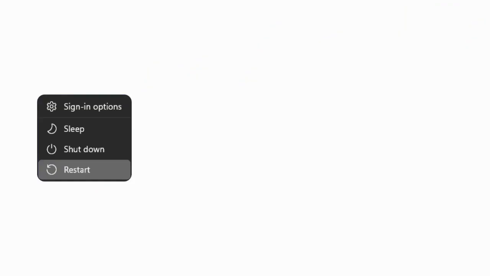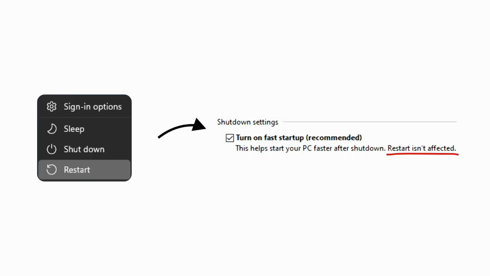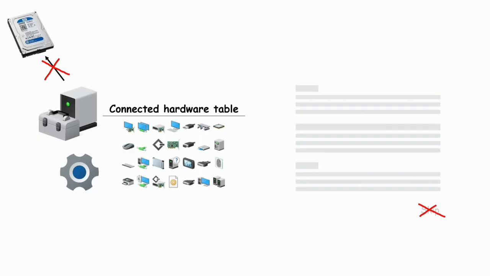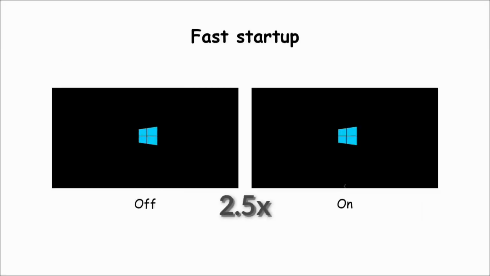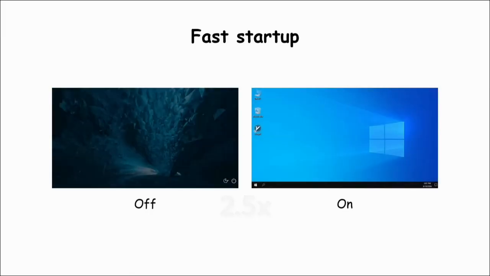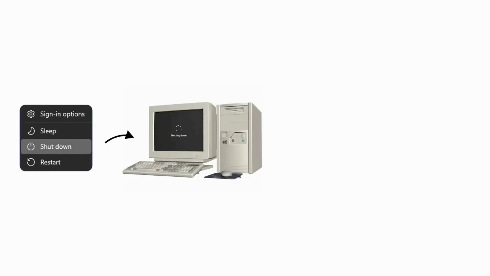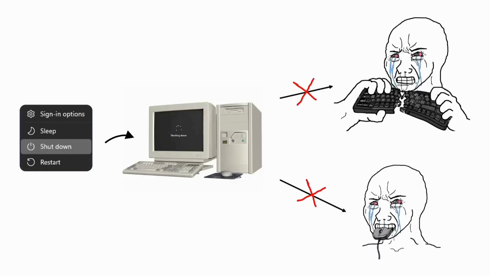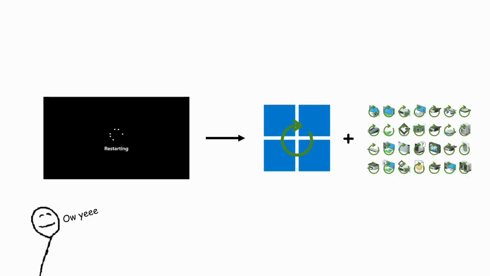But a restart works differently. When you restart the computer, Fast Startup is ignored. Nothing is saved for the next boot, and Windows performs a full startup process. Because of this, a computer will often take slightly longer to start after a restart than after a shutdown. This is also why shutting down the computer doesn't always fix problems, such as a keyboard or mouse suddenly stopping working. In many cases, a full restart is needed because it completely reloads Windows and all of its drivers.